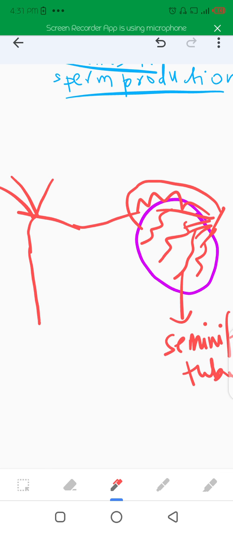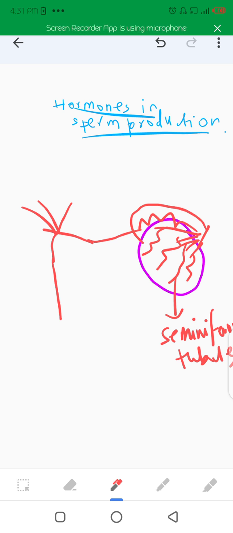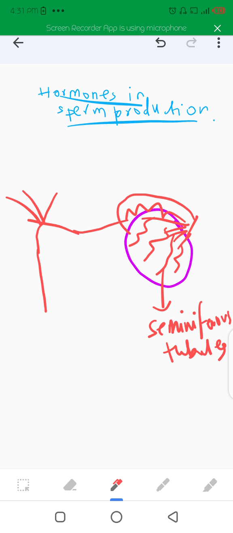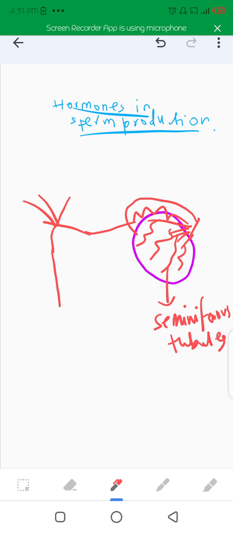Okay, so as you can see from the title, we're going to be talking about the hormones involved in sperm production today. You can see a rough sketch of the male reproductive tract here. We've got the testes in purple, and inside the testes there are these stringy structures called the seminiferous tubules, which then make up the epididymis, on the superior aspect of the testes. The epididymis then meets with the vas deferens that you can see here.